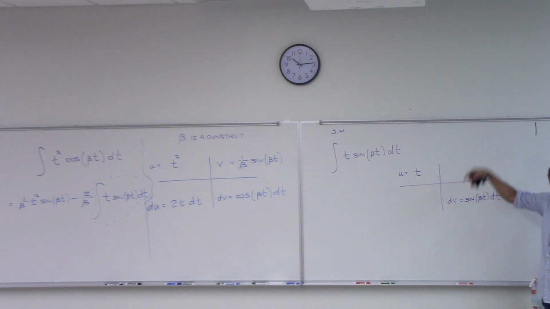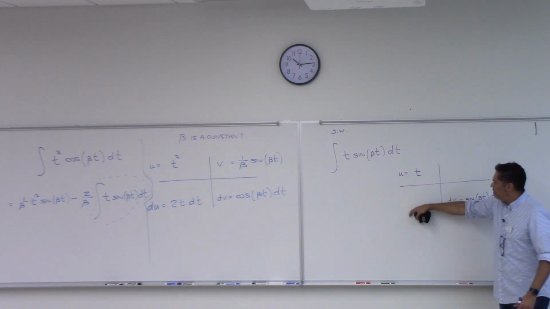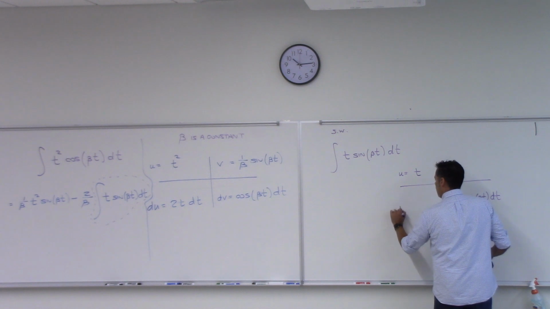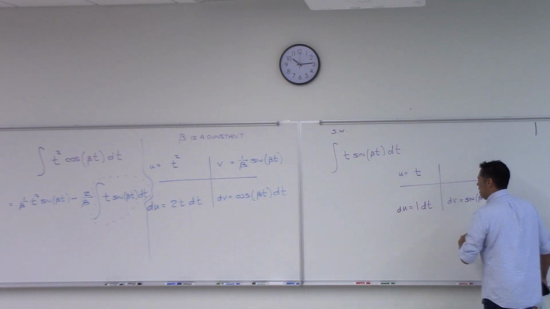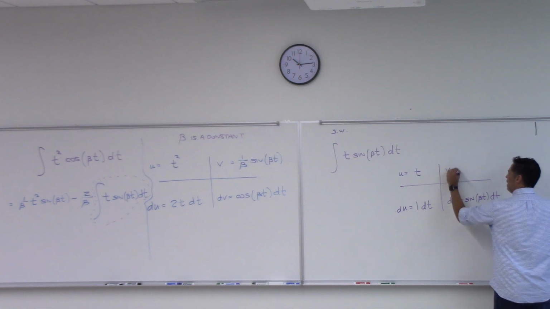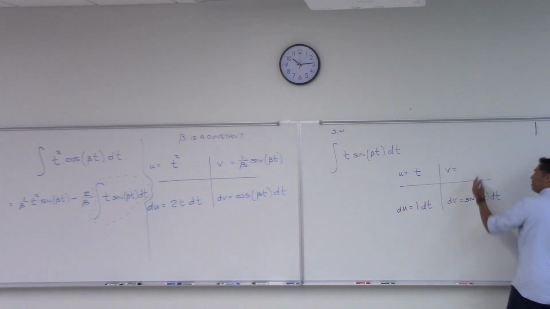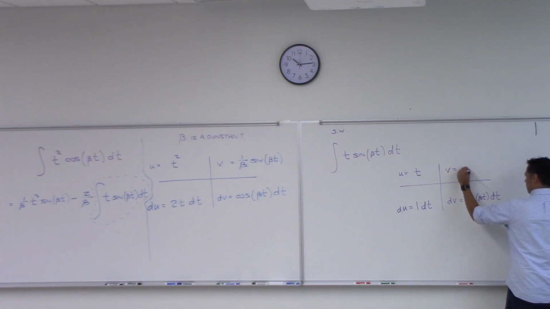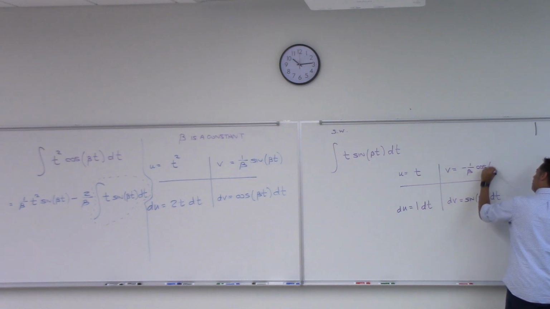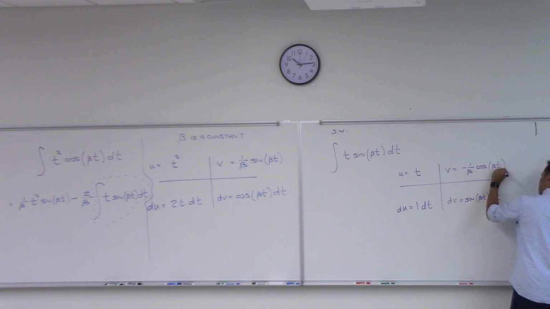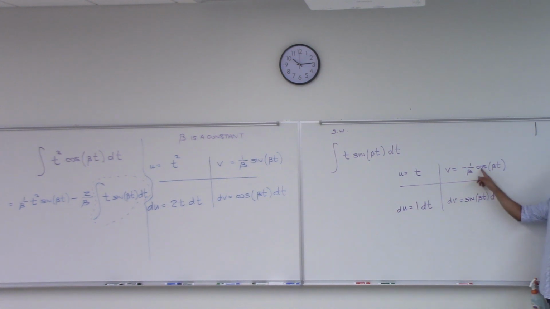And now I differentiate this to get du. So that's just 1 dt, not dx, dt. This is v equals the antiderivative of this. Good, negative 1 over beta cosine beta t. Because the antiderivative of sine is negative cosine, but then you have to scale by 1 over beta because beta is a constant. This is a linear expression.